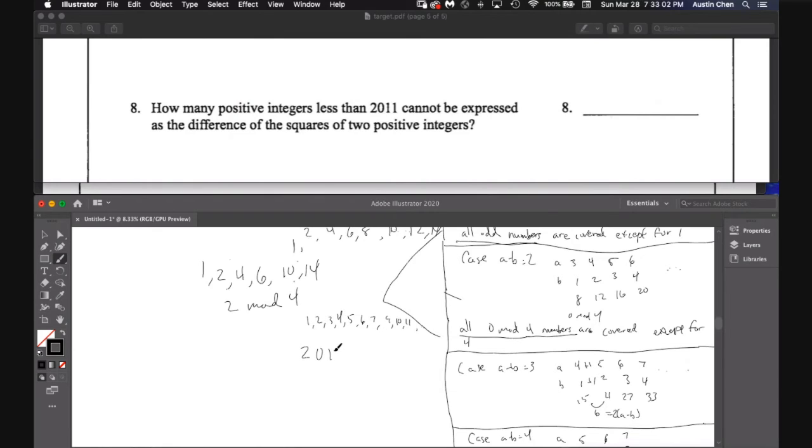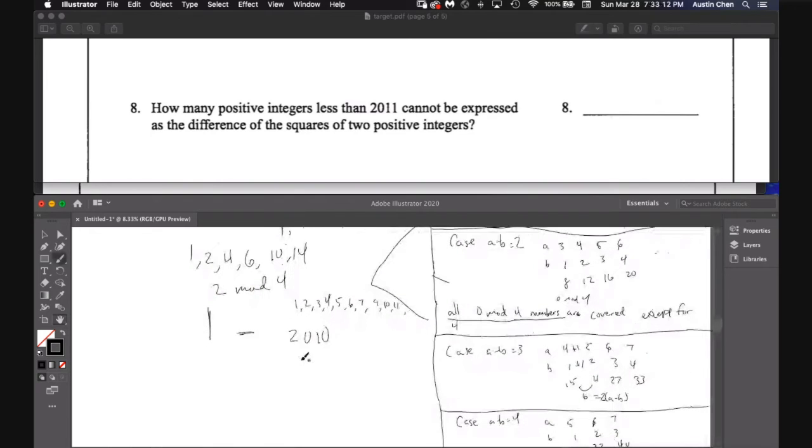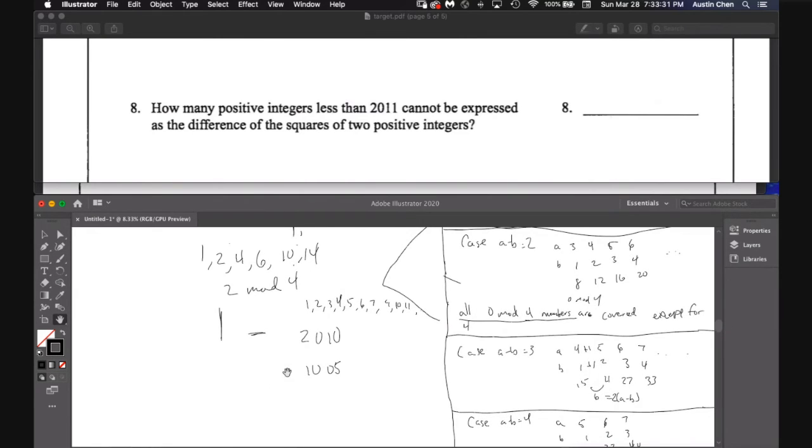Well, 2010. So basically, all positive integers less than 2011 will be the numbers 1 through 2010 inclusive. 2010 divided by 2 is 1005, and 1005 is an odd number, which means that 2010 will be 2 mod 4. So 2010 will be in the set. But how many 2 mod 4 numbers are going to be between 1 and 2010?